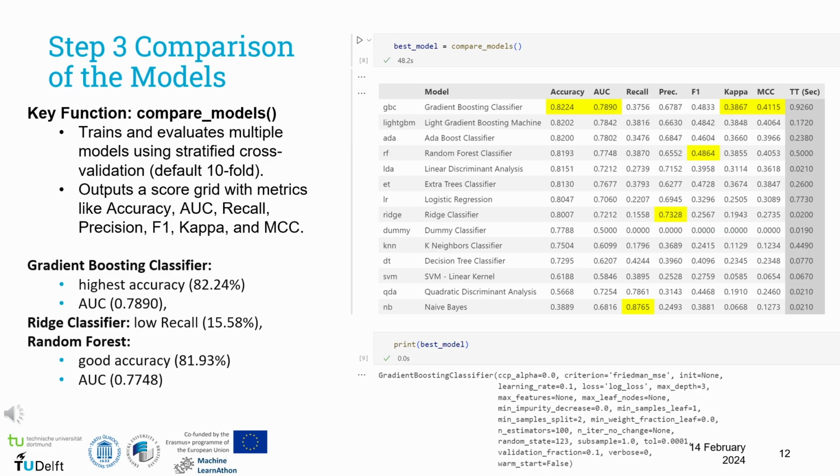Once the best model is selected by PyCaret, automatically assigned to the variable best model, we can inspect its internal parameters and configuration. This is shown in the lower part of the slide. Here we see a detailed list of the model's hyperparameters, such as the number of estimators, learning rate, loss function, and other settings. This transparency is particularly useful for further model tuning, reproducibility, and documentation.